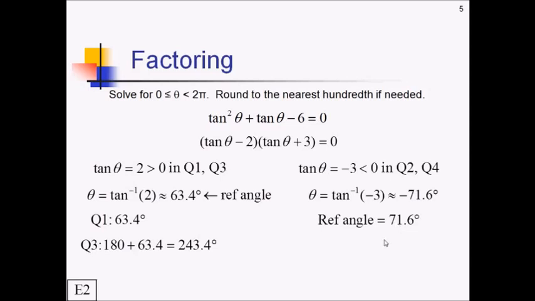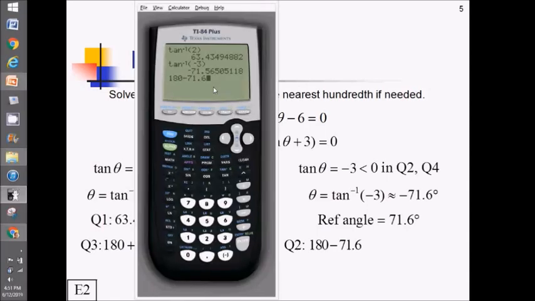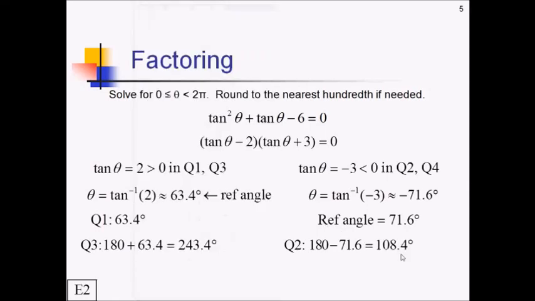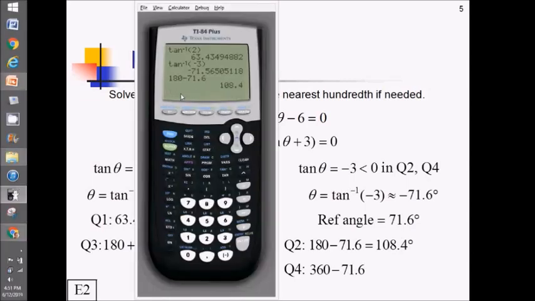And now let me find my answers in quadrants 2 and 4. For quadrant 2, we need to do 180 minus this reference angle. Let me do that on the calculator. So that's going to end up being 108.4 degrees. And next I need quadrant 4. So that's 360 minus 71.6. Let me do that one now. And for this, I'm just going to go up and steal my input from earlier and change that 180 to a 360, kind of convenient. So that's going to be 288.4 degrees.